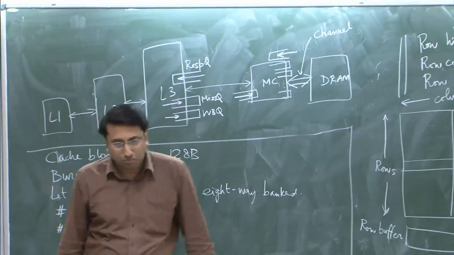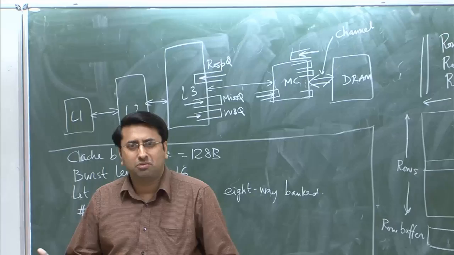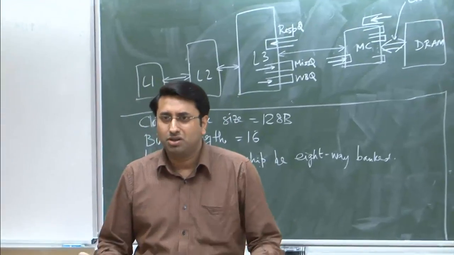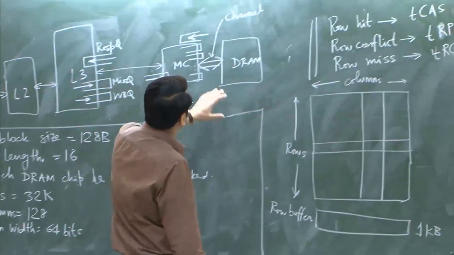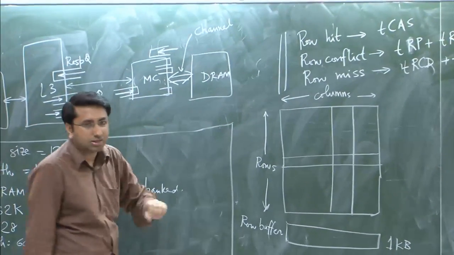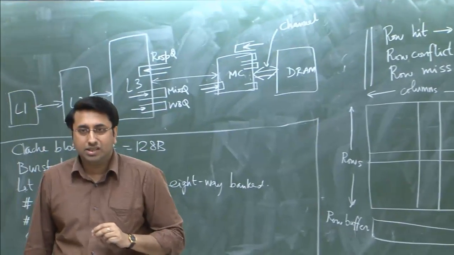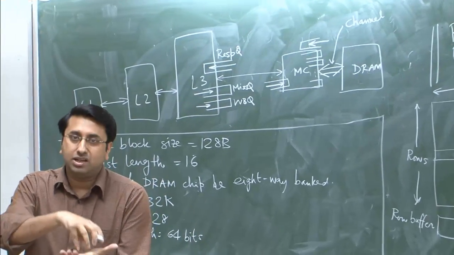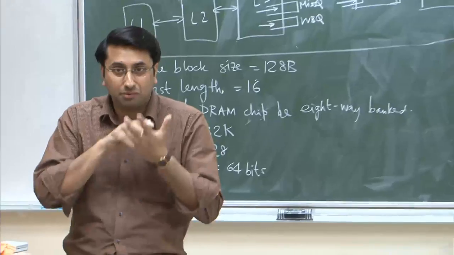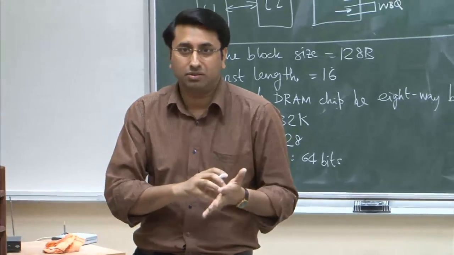And the obvious question is why? Why can't you increase the number of pins? What hurts increasing the number of pins? The reason is that it hurts the density. In DRAM, the density is extremely important. How many bits can you pack in unit area? That is the factor when you design the DRAM.